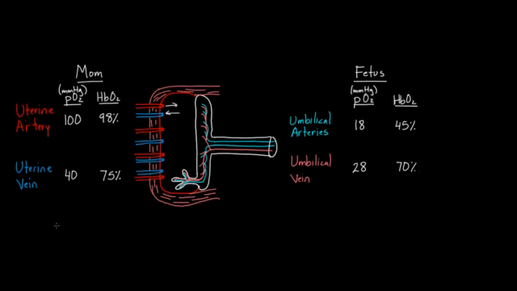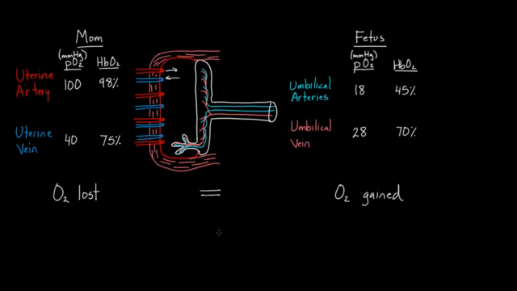Now the question is the total amount of oxygen that is lost by mom, is it about the same as the total amount of oxygen gained by the baby? Is the content that is going from mom to baby about equal? Or are we losing some in the system? We would expect that these two should be the same, right? The amount lost by mom should be the same as the amount gained by the fetus. Let's see if that's true.